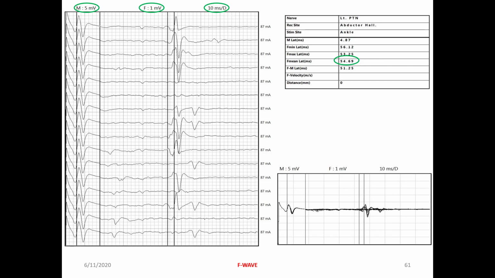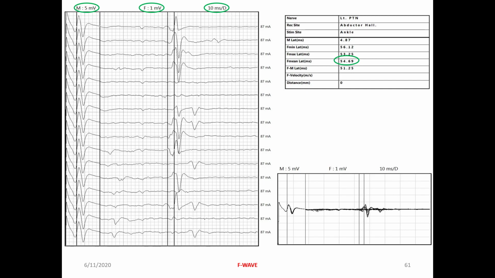So it is for lower limb. For lower limb, as we discussed, the latency should be less than 60 millisecond. So here you can see F mean. F mean means this is F minimum and F maximum, and the difference of these two will be taken as chronodispersion, and the average of these two will be considered as F mean. Clear? So here F mean is 54.69. So definitely it is less than 60 millisecond. So it is normal. But if it is more than 60 millisecond here, because it is lower limb, it will be considered as radiculopathy.